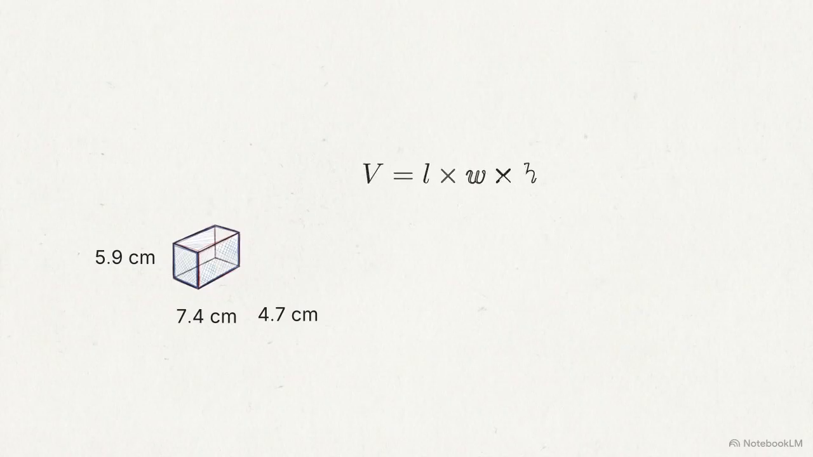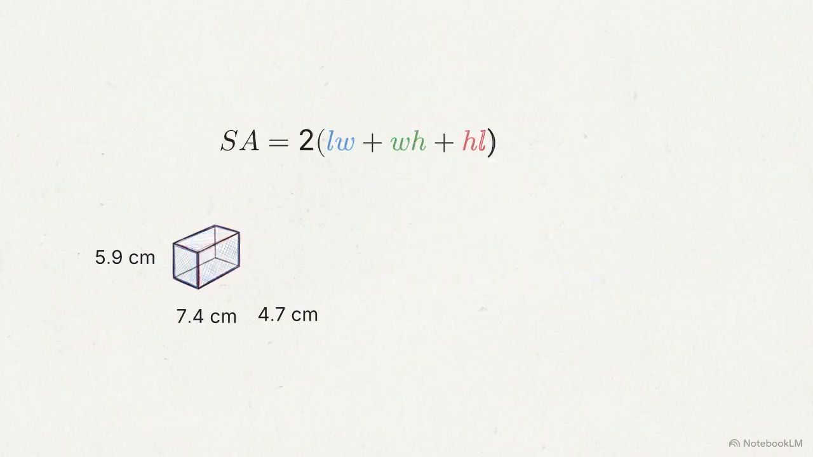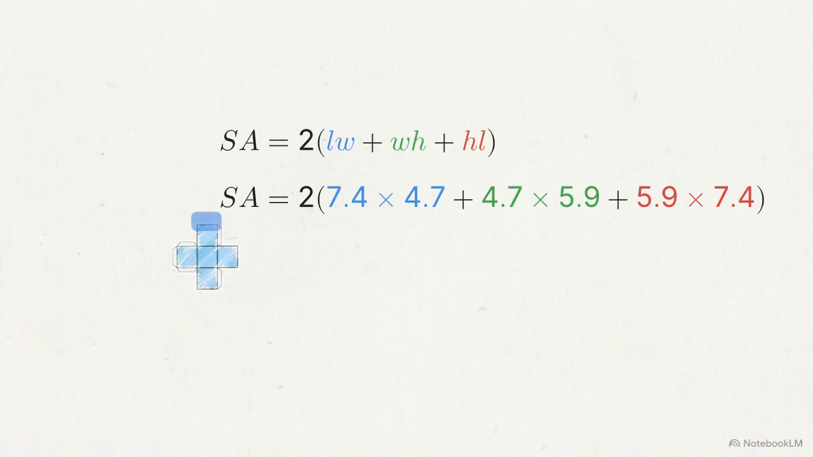Write down these dimensions: a base that is 7.4 centimeters wide and 4.7 centimeters deep, and a height of 5.9 centimeters. For volume, we multiply the length by the width by the height. In your calculator, that's 7.4 times 4.7 times 5.9, giving us a final volume of 205.20 cubic centimeters.